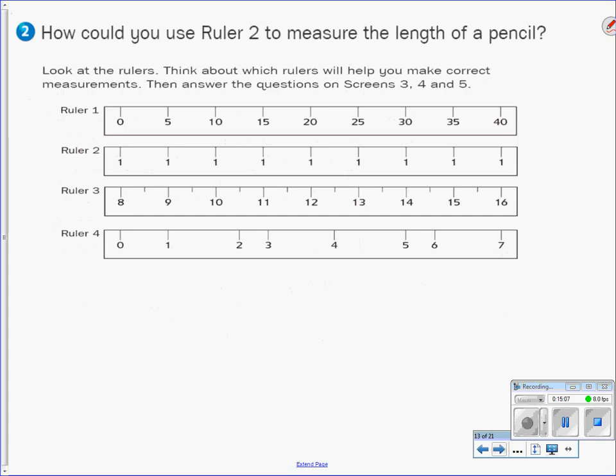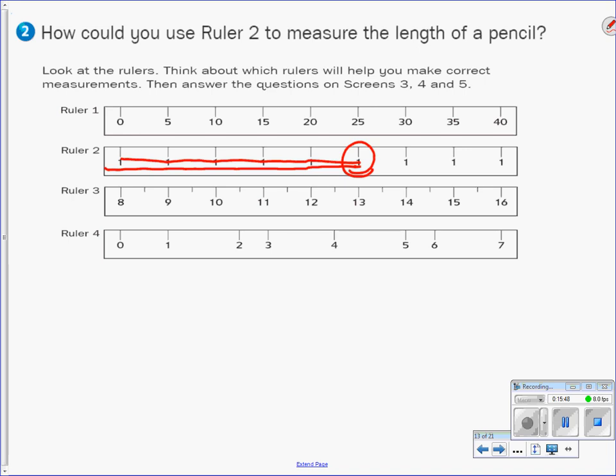How could you use ruler 2 to measure the length of a pencil? First you could line up the pencil with the first one, and then count the spaces until I get to the end of the pencil. So if I were using ruler 2 and I lined my pencil up, I just count my units. 1, 2, 3, 4, 5. And that would tell me I would have 5 units for that pencil.